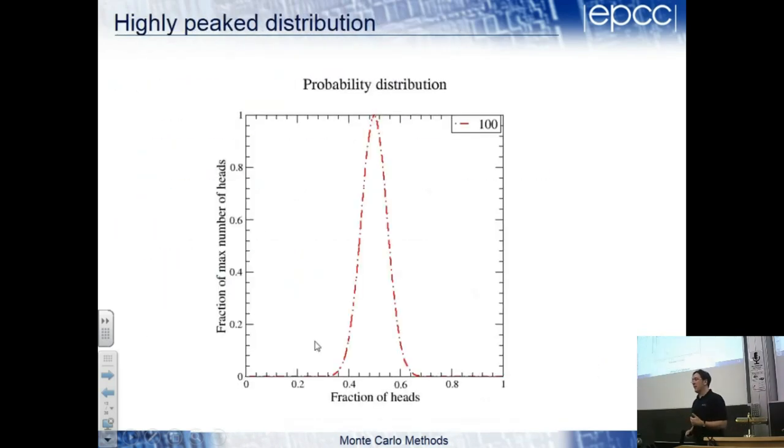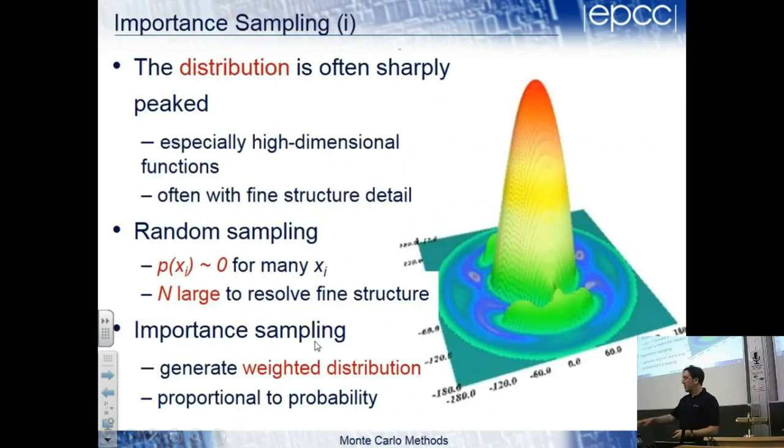And in practice, in real simulations, these distributions are very, very peaked, often when you have high-dimensional simulations. And the problem is, if you do random sampling, okay, for most of the samples you pick, they'll have a probability which is very, very small. So you're doing lots and lots of simulations if you pick them randomly, but if you pick points randomly, the chances of it being a probable simulation are very, very small. And so what important sampling does is you generate weighted distributions. You sample the space proportional to the probability distribution. So what you do is you make sure you take lots and lots of samples in those areas of the configuration space which are likely, and not many in the areas which aren't likely.